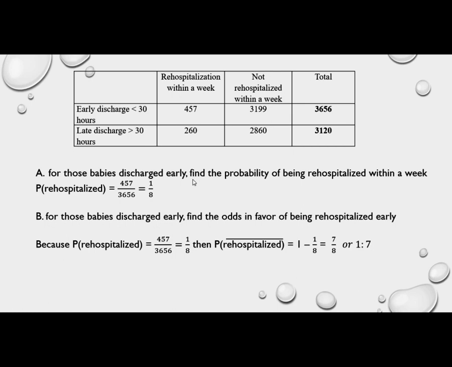So for those babies discharged early, find the probability of being rehospitalized within a week. The probability of being rehospitalized is 457 out of the total, which is 1/8. So 457 over 457 plus this number, which I gave to you. Now, for those babies discharged early, find the odds in favor of being rehospitalized early. The probability of being rehospitalized within a week was 1/8. Then the probability of not being rehospitalized is 7/8.